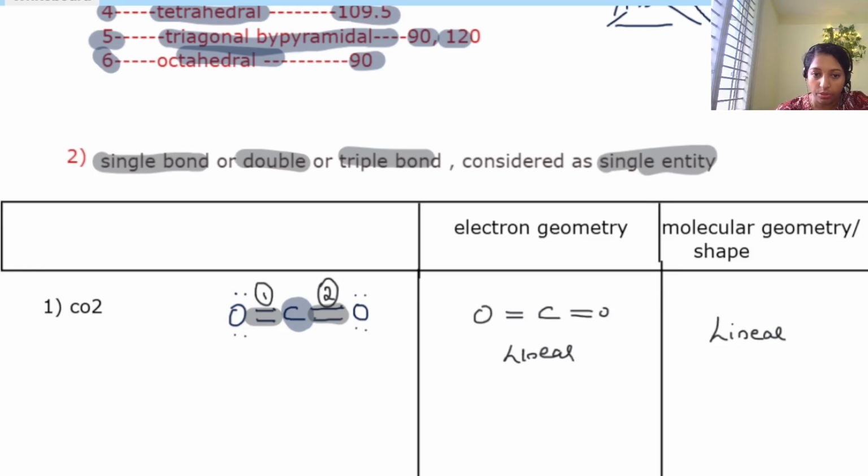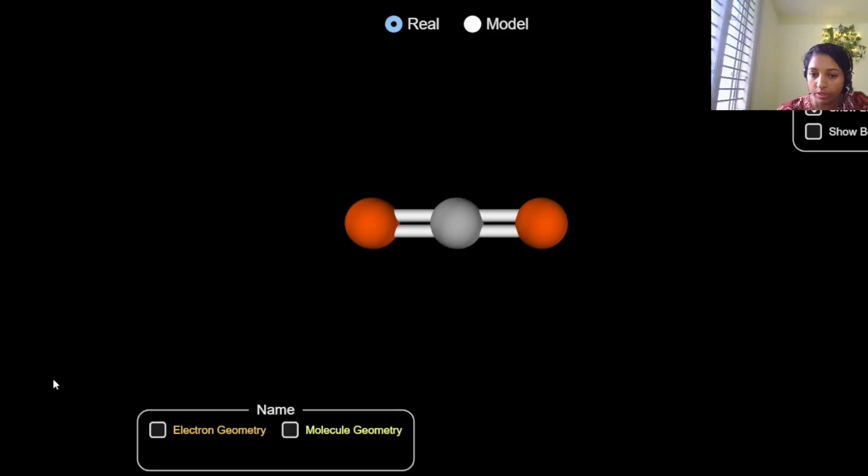If you want to see the shape of CO2, now see this. This is what we mean by CO2. See the linear shape: even though it's a double bond, it's bonded to the same atom, so the same linear shape will be there. Here you can see the electron geometry is linear, and the molecular geometry is also linear. That's the thing. Now let's see the next one.